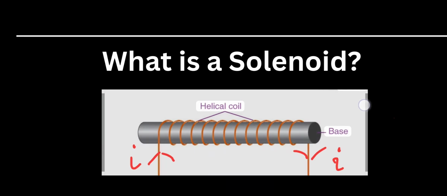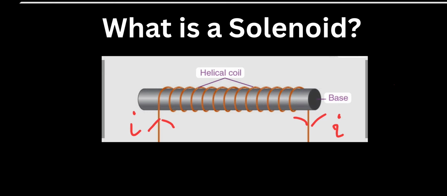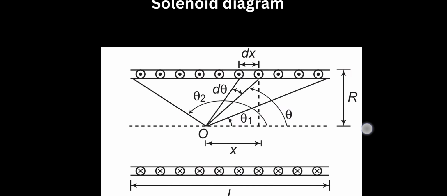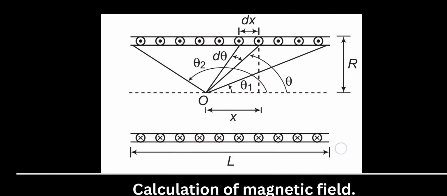So first, let us know what a solenoid is. It is a conducting wire. When it is wound over a cylindrical shaft, it becomes a solenoid. We have seen a spring; this spring is like a solenoid when a current passes through it. Now, for theoretical calculation, we redraw this solenoid like this. This is the diagram of the solenoid.